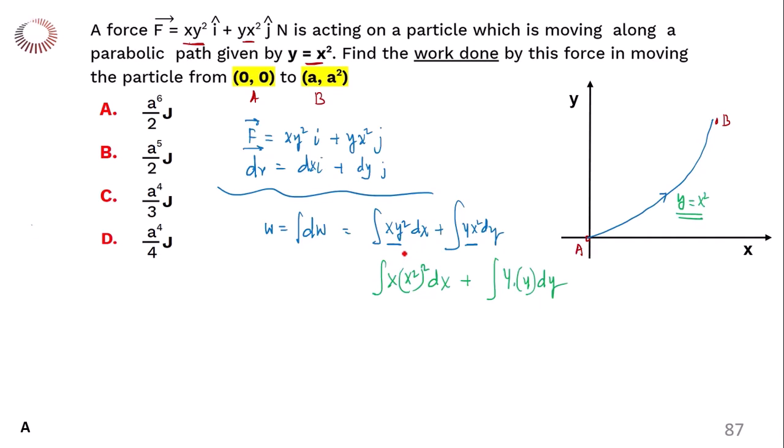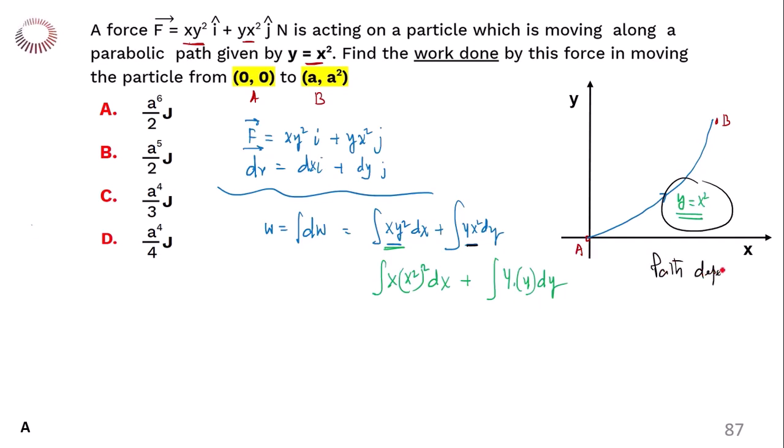Whenever I am doing the integration with respect to x, the entire part should be a function of x. But what we found in this particular situation is that the function has both x and y. Here also x and y are there. So in order to replace the x and y separately, I have to use this equation. Whenever I am using this equation, that means this force is giving work which is path dependent.